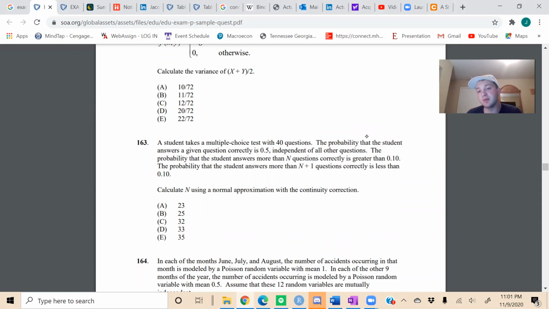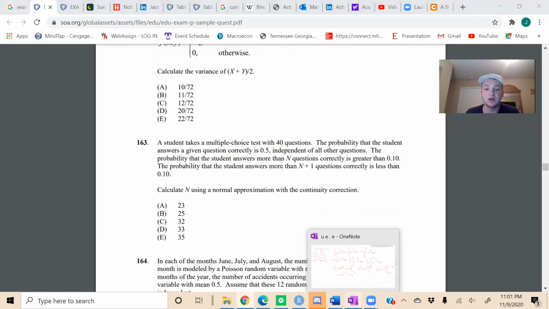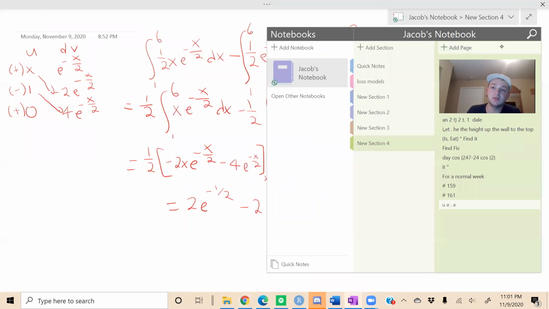If you do not remember how to do continuity corrections, I would strongly recommend reviewing that. I will go over it as we go on for this specific problem, but it might be best if you review that on your own. So let's get to it.